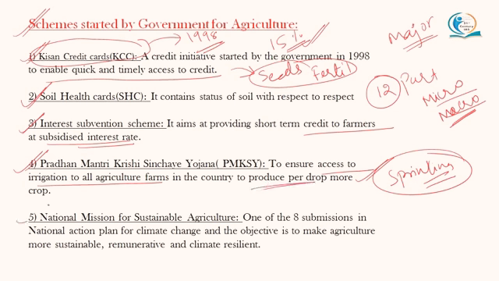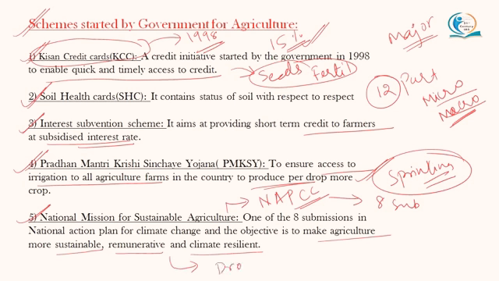Another scheme is the National Mission for Sustainable Agriculture. In our yesterday's video session, we were discussing the National Action Plan for Climate Change. As I already told you, it is a mission mode action plan which consists of 8 sub-missions. This National Mission for Sustainable Agriculture is one among the 8, and the objective here is to make agriculture more sustainable, remunerative, and climate resilient. Under this action plan, drought-resistant varieties of crops are produced. Flood-resistant varieties are produced. Using technology like biotechnology, genetic engineering, etc., these types of plants are produced.